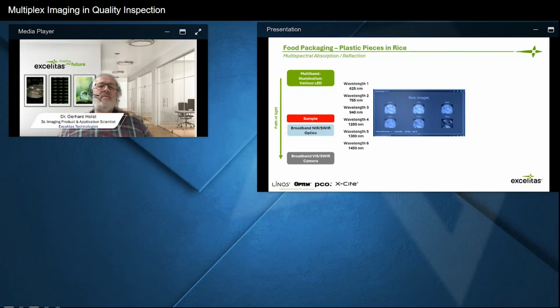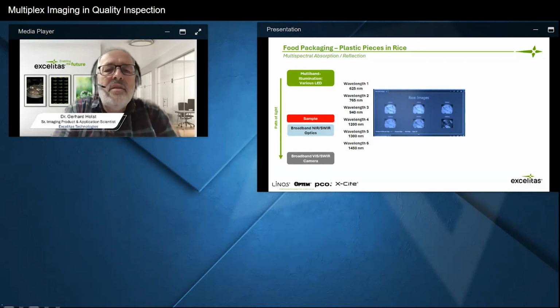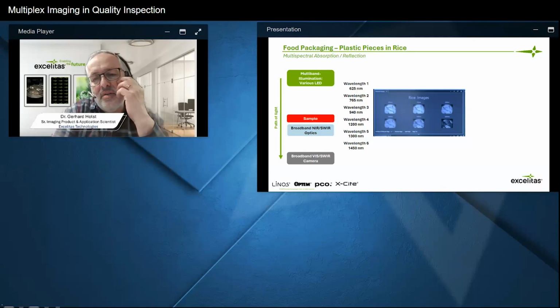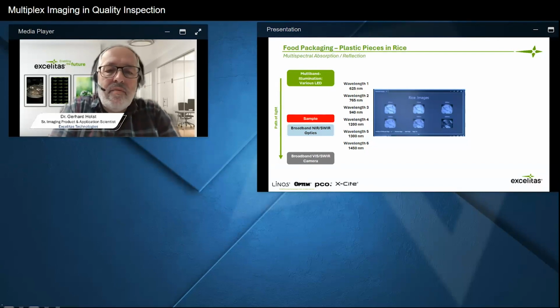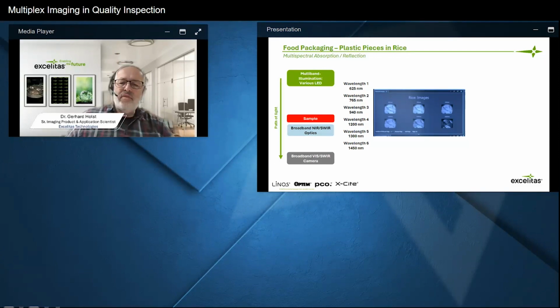Another shortwave infrared application, as Kavita already has shown as well, is, for example, in food packaging. Here you see a sample of rice and some plastic rice pieces, which should be the example for plastic pieces that fall into the rice during packaging. And again, we have a multi-band illumination with various LEDs at these wavelengths. And then we use a random forest classifier and train it to figure this out.